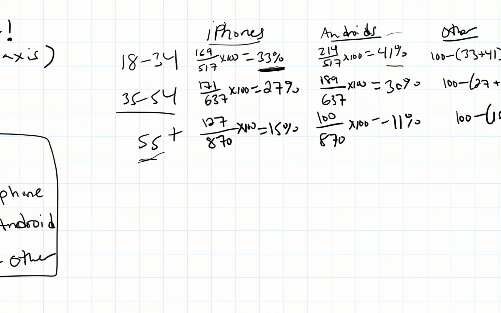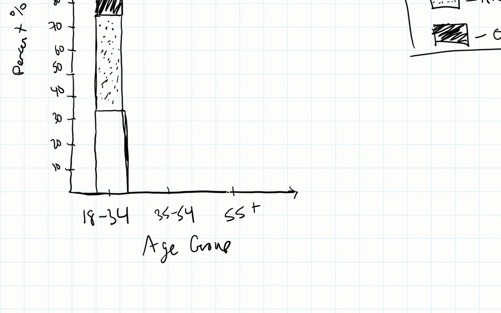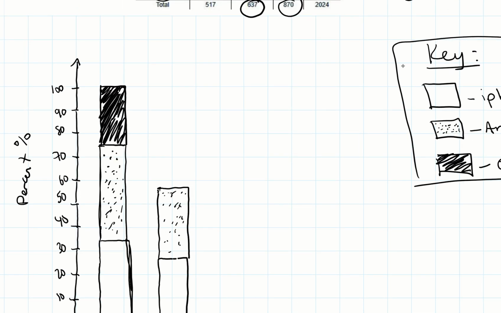How many of those use iPhones? 27%, and then 30 for Androids. So 27% for these guys here, and then 30 for Android. So 30 plus 27 is 57. So this will stack up to the 57. So these are the Androids. Right, and then it has to add up to 100%.